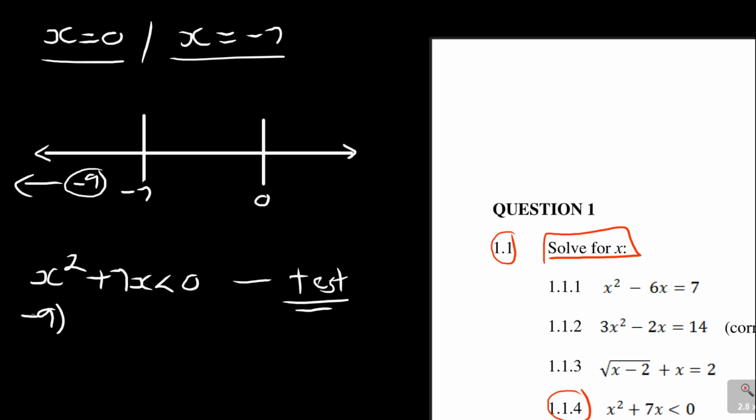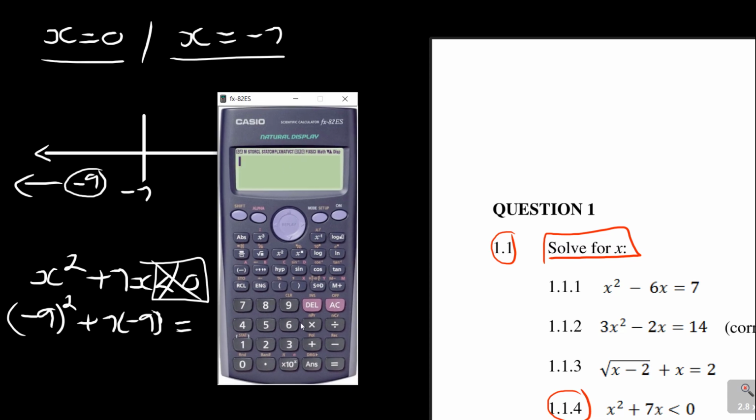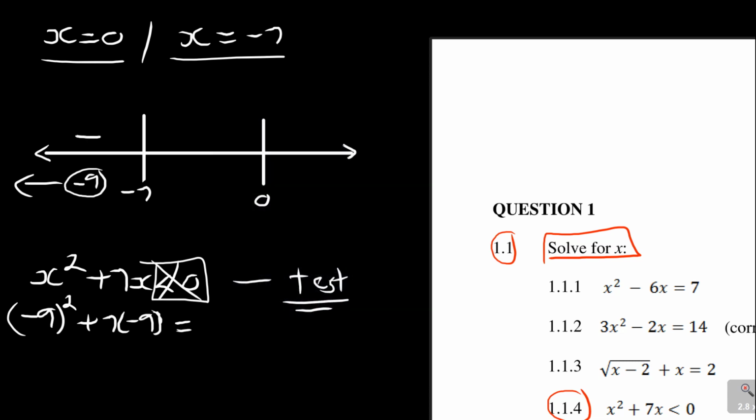You are going to say minus 9, in brackets, squared plus 7 times minus 9. Now you're going to test this, don't worry with the sign of the inequality. You are just testing what sign it gives. Is it positive or negative? What is important is the sign. So you say negative 9 squared plus 7 times negative 9 equals, don't worry with the answer, what is important is the sign. It's positive 18, so here you say positive.